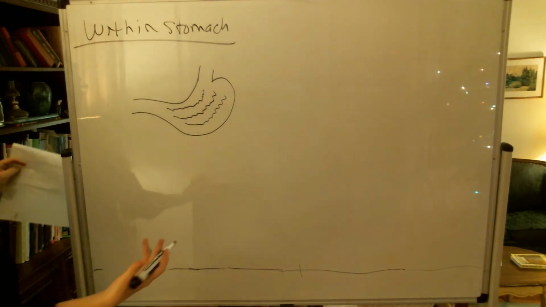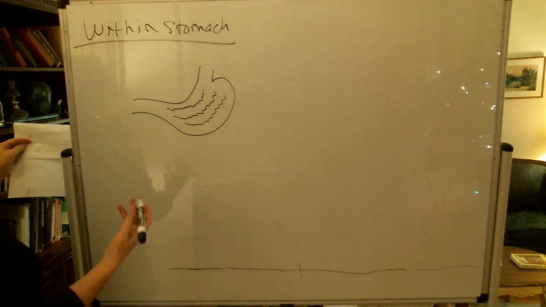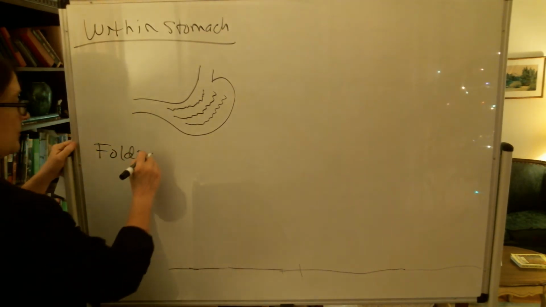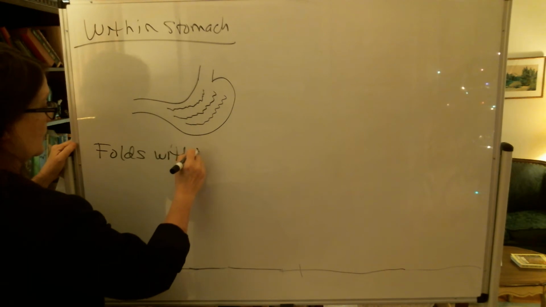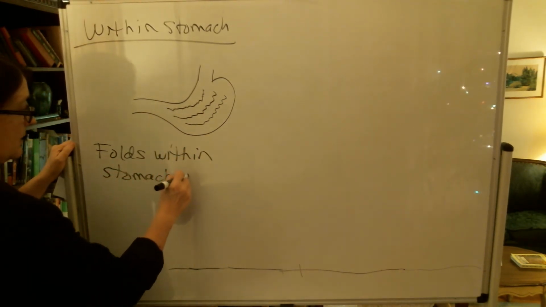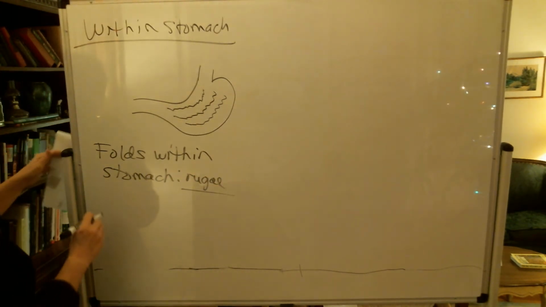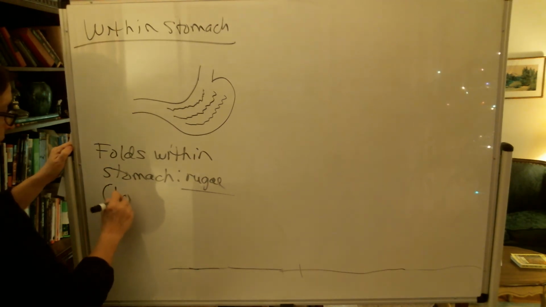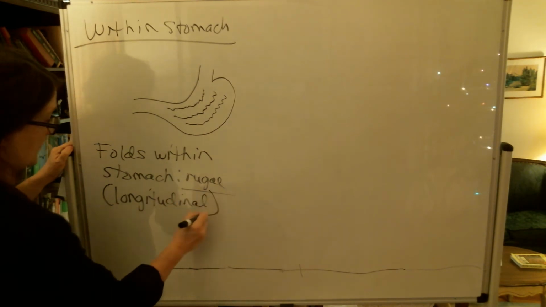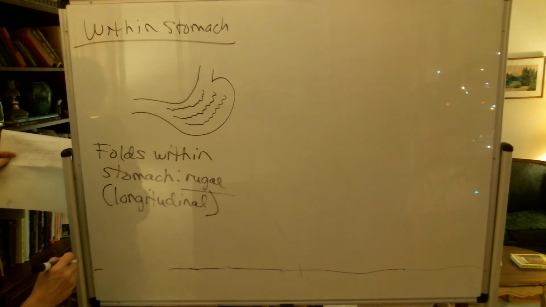So you would see these folds in the interior of the stomach. So these folds within the stomach are called rugae. So these are longitudinal folds. Okay, so what does this do for us?